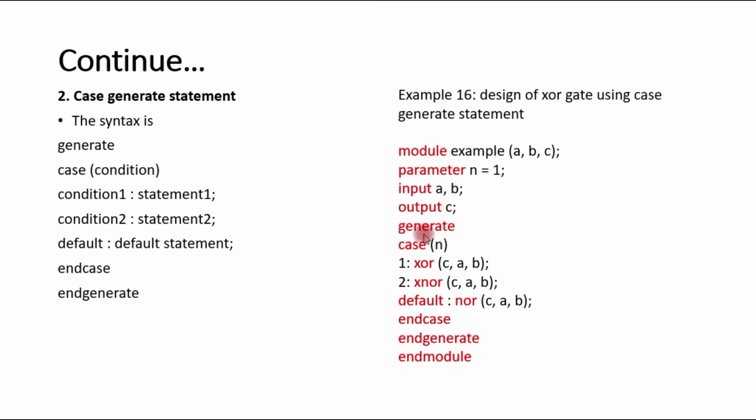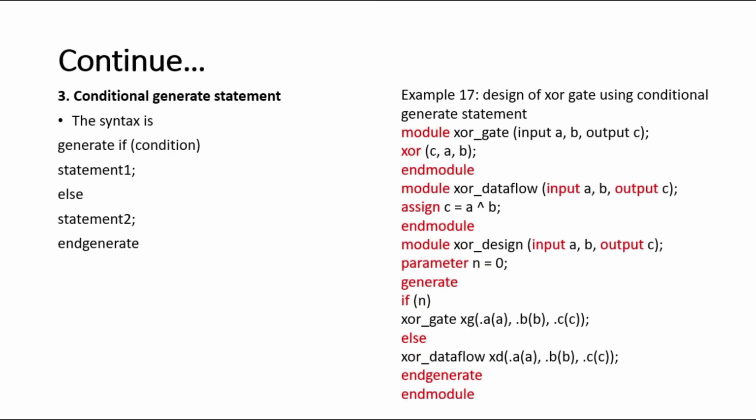In generate block we are using case statement. Here case condition is n, and here condition 1 is 1, condition 2 is 2. n is defined 1, so condition 1 will always be true. XOR operation of A and B, and output will be C. So here this condition will be executed.